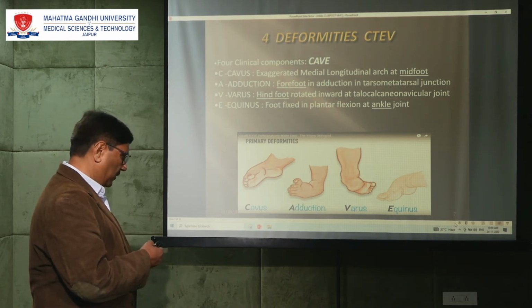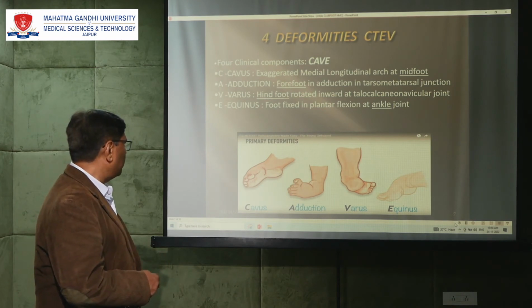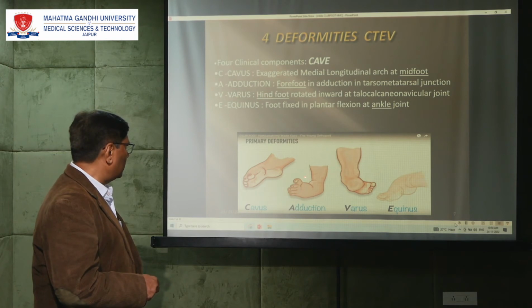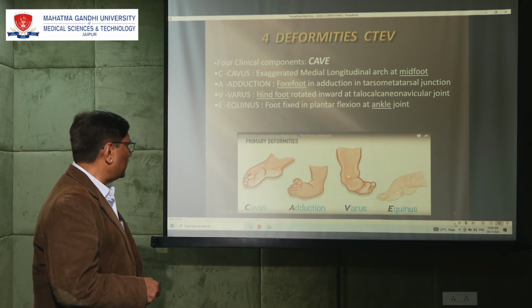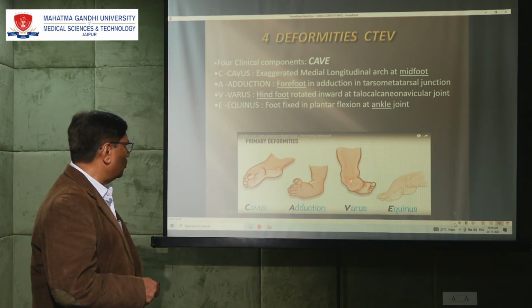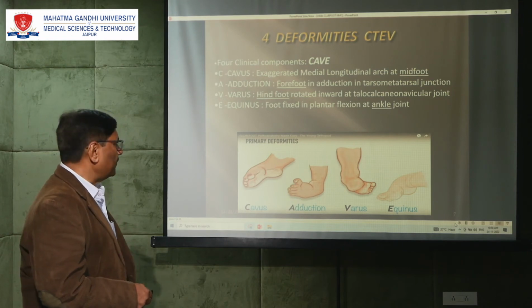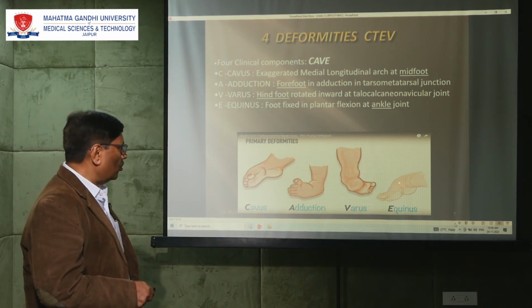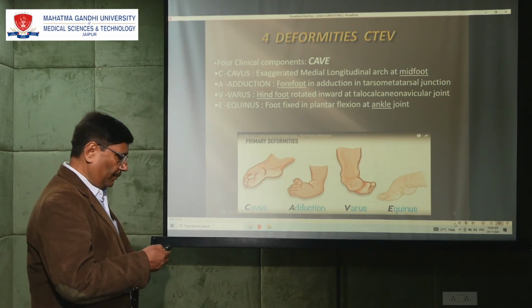And how does it appear clinically? See here, high arch. See this, the foot is turned inwards, so there is adduction. Whereas if you see the leg and foot from the posterior side, that is the midline, the whole heel is turned inside, that is there is varus deformity. And as you can see here, the whole foot is plantar flexed, that is the equinus deformity.